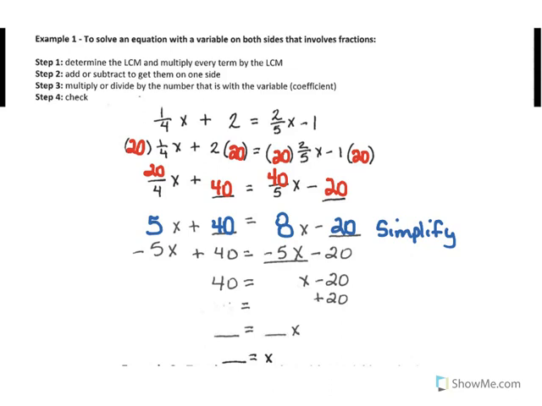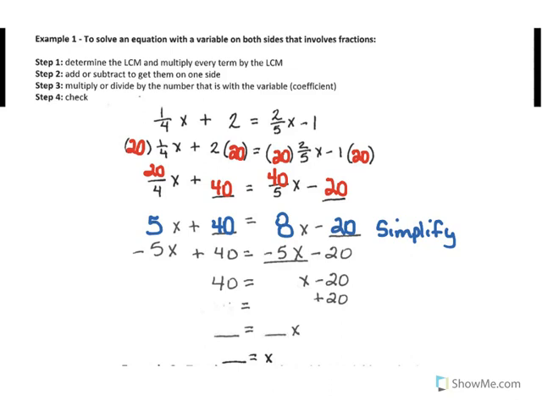Step 2 says we're going to add or subtract to get them on one side. And what that means is we're combining like terms. So whichever way you want to move it is okay. You can move the 5x, or we could have moved the 40, or we could have moved the 8x, or we could have moved the negative 20. I'm just choosing to move the 5x. In order for me to remove the 5x from the left, I'm going to have to add 5 negative x's. And when I do that to the left, I have to also do the same thing on the right.